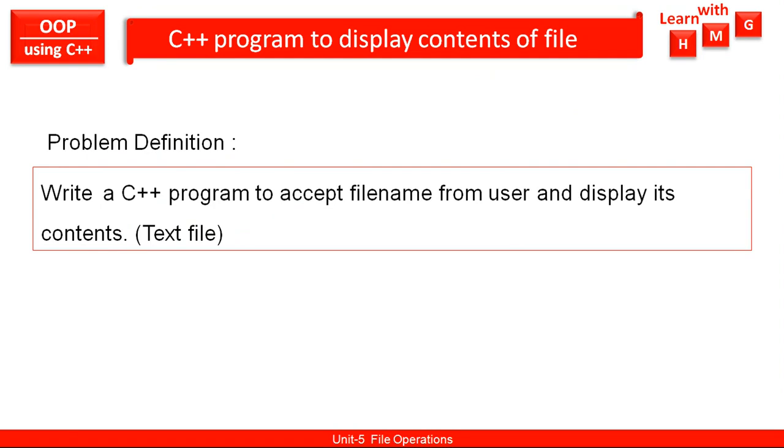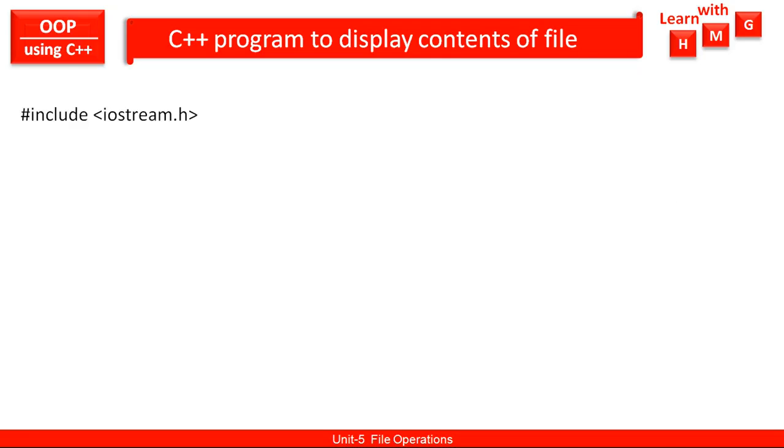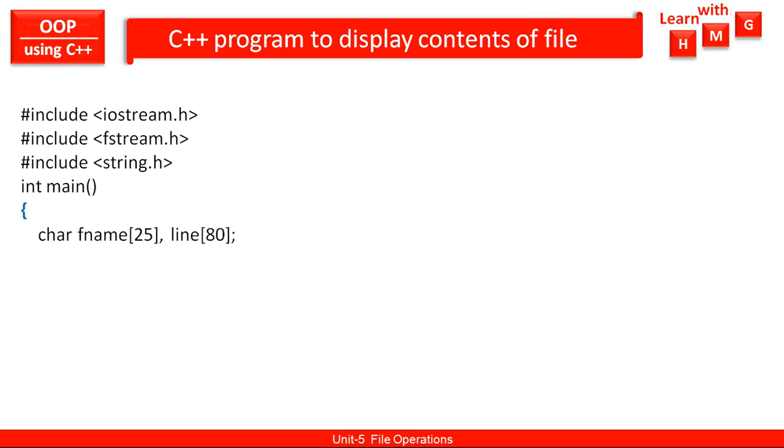The problem definition is like this. We are going to write a C++ program to accept a file name from the user and display its contents. Of course, the file will be a text file. The program will be like this. You have to include the header files iostream.h, fstream.h and string.h.